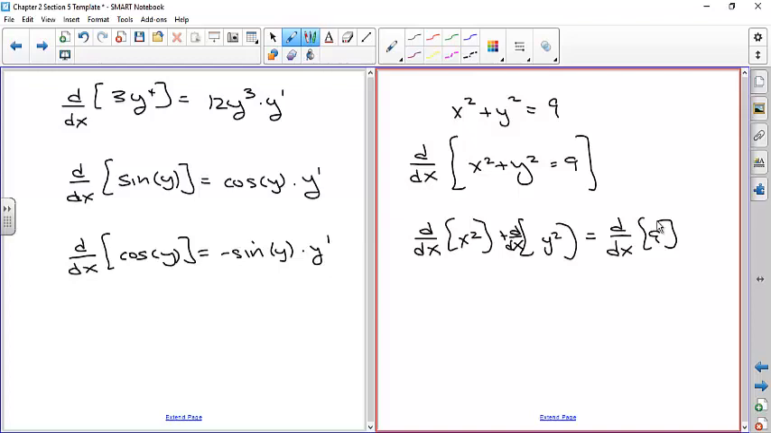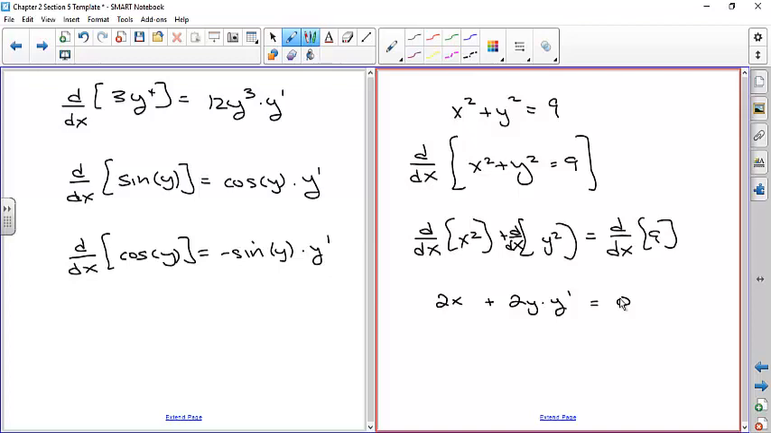And so, when you take the derivative of this with respect to x, you get 2x. When you take the derivative of this with respect to x, you get 2y, but you multiply by y prime. And then the derivative of a constant is 0. So that's the derivative part.